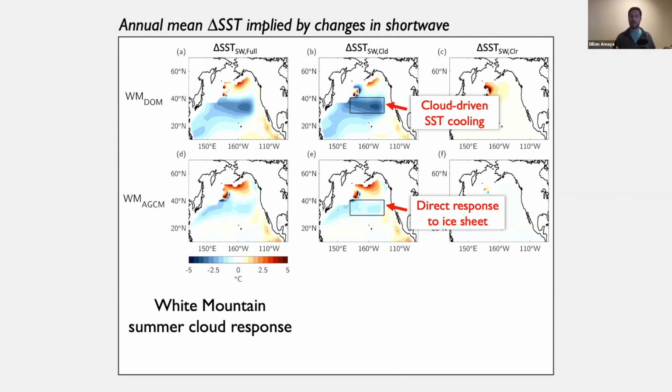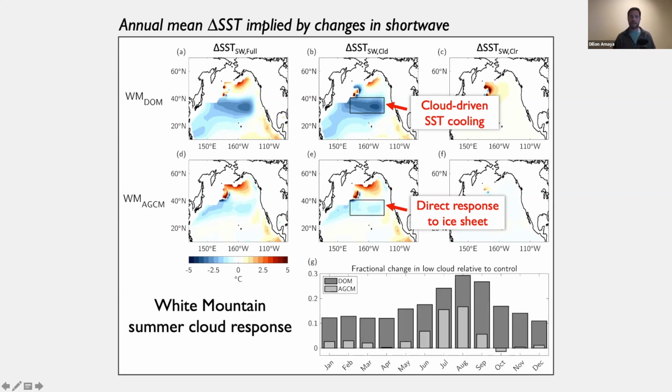In the Dynamical Ocean Model system, both the SST and the cloud responses are amplified because of the feedbacks. But in the AGCM case, all you get is the cloud response. You don't get any of the feedbacks related to the SST. And what's so cool about this is that if you average low cloud fraction in this box in both cases, you can get a sense for what time of the year this is most important.